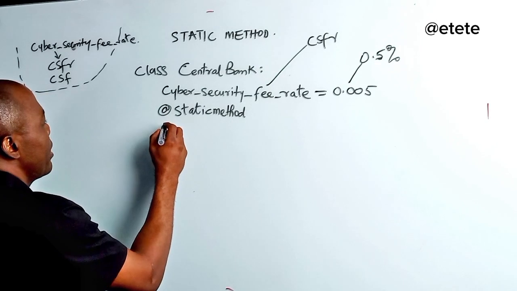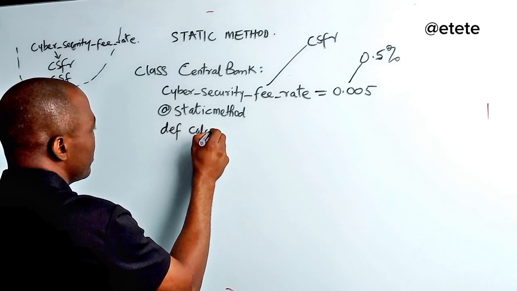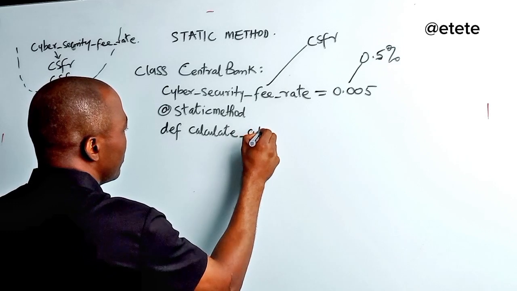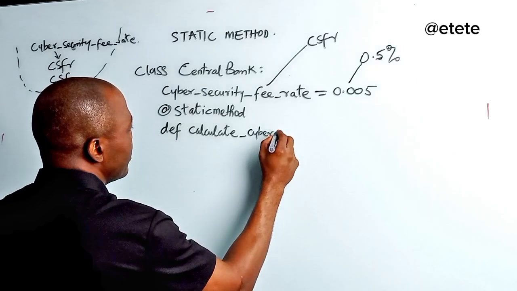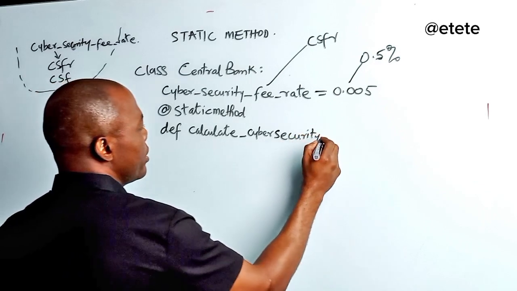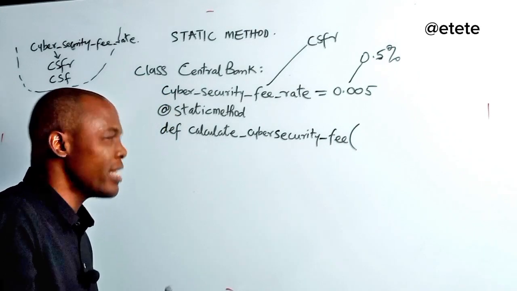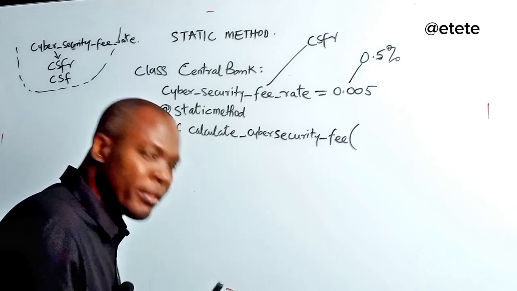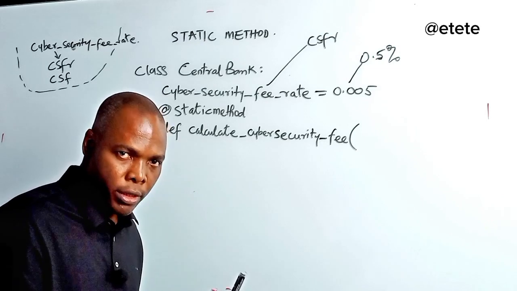So I will say def calculate_cyber security fee. Now, this is not a class method. This is a static method. This static method is not going to reference an object, neither is it going to reference the class. So it's going to function as a normal function.